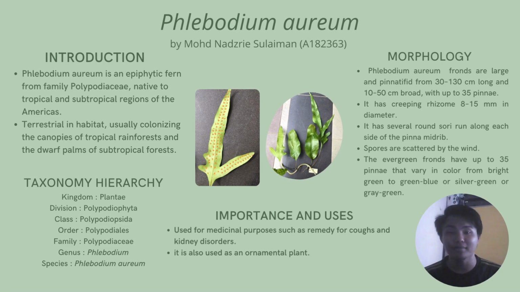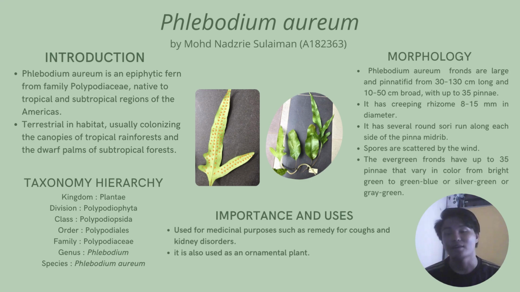Assalamualaikum and hello everyone. My name is Muhammad Nazri bin Sulaiman with metric number A182363. Today, I want to talk about a Pteridophyte that I collected in my previous fieldwork in Hutan Taman Negeri, Gunung Arong, Mersing, Johor. So the fern species that I collected is Phlebodium aureum.